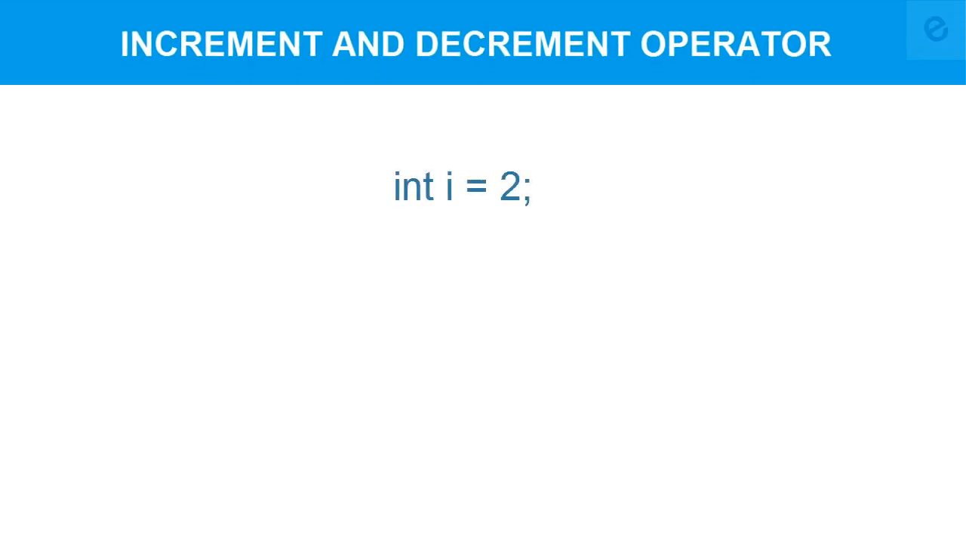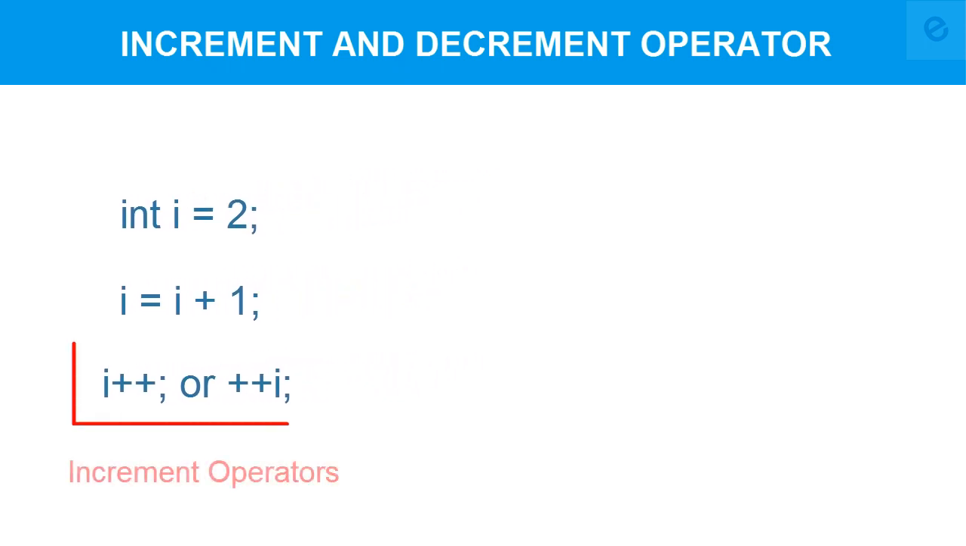Suppose we have an integer I of value 2 and we want to add 1 to the value of I, that is 2 plus 1. Then what are we going to do? We can write that I equals I plus 1. We are adding the value 1 to it, or the same statement can be rewritten as I++ or ++I. They both mean that 1 is added to the variable. These are referred to as increment operators.